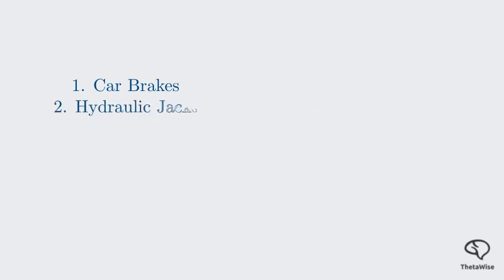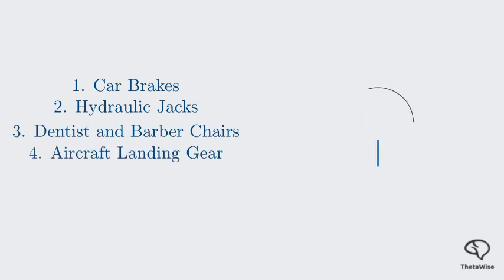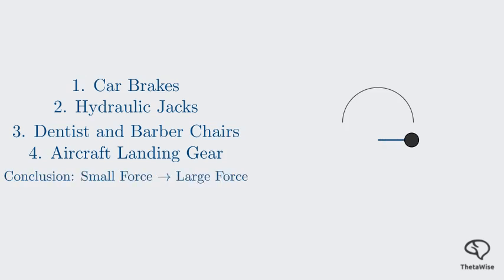Hydraulic jacks work the same way. By pumping a small handle, you use a small piston to gradually lift a heavy vehicle. Even at the dentist or the barber, when they pump a lever with their foot to raise your chair, they are using hydraulics to lift your weight smoothly and effortlessly. And for big machines like airplanes, hydraulic systems are used to retract and extend the heavy landing gear against the strong force of the wind. In all these cases, we use a small, manageable force to control a very large one.